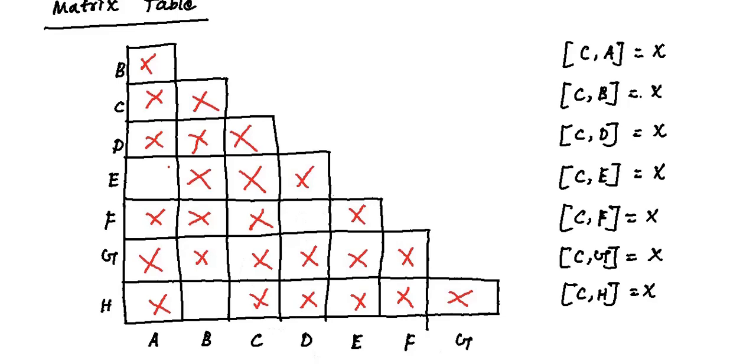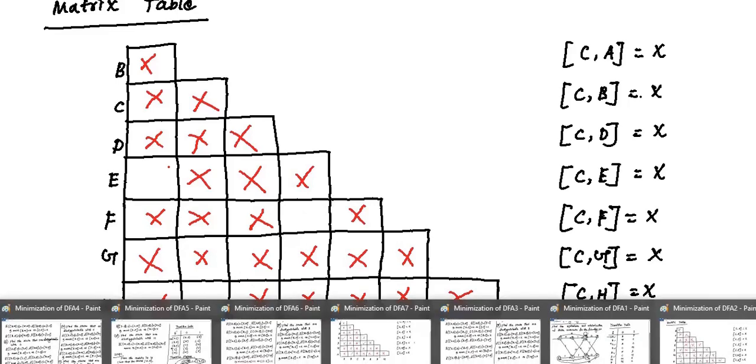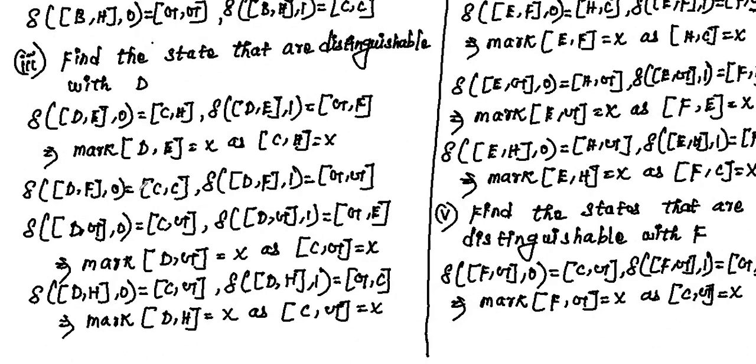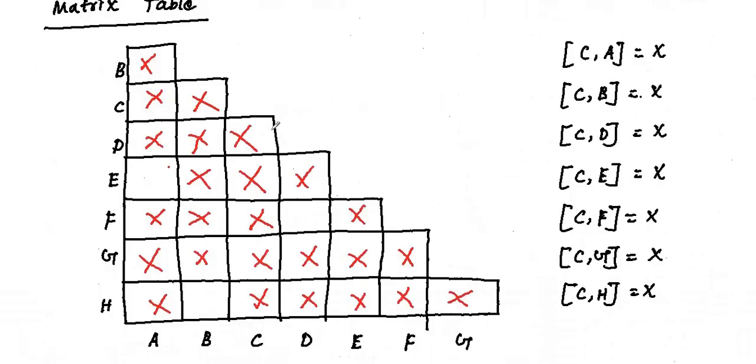So DF, which means distinguishable with the D. DF inputs are 0, 1. There are two answers, CC and GG. These two answers are different. Still we do not put the cross mark in this second step. Okay, leave it. In this matrix table, tick all the places where there is no cross mark.